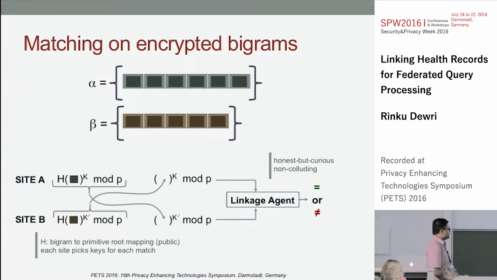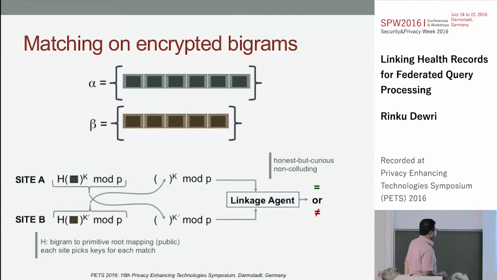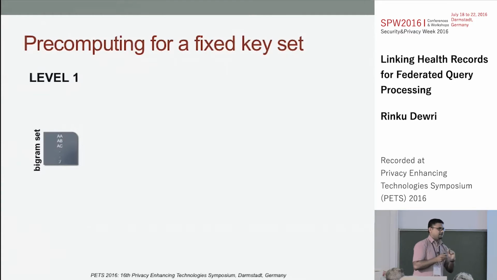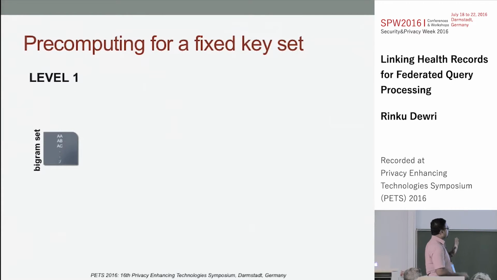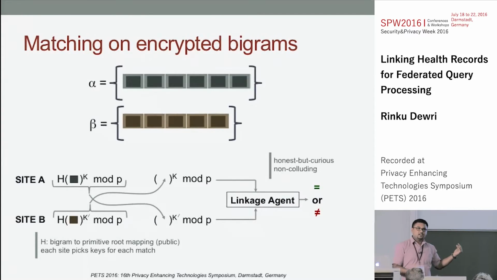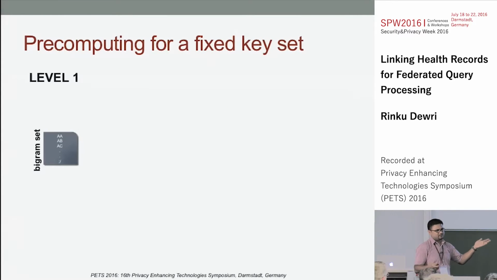So the first thing we do is we say, okay, let's not have both sides pick these keys every time you have to compare bigrams. Okay? Let's just decide on a fixed set of keys and then pick keys from that particular set, because what that gives us is the ability to pre-compute all these different exponentiations. Okay? And pre-computation can be done because if you think about the set of bigrams, it's not really that large, maybe 4,700 something.